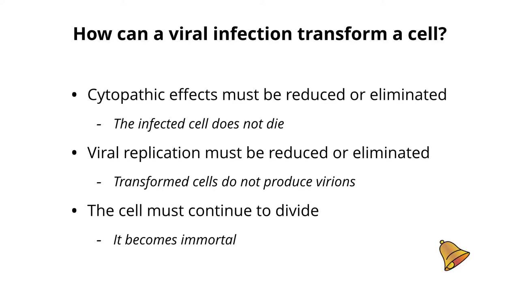Does this ring a bell? Does this sound familiar to you in any way? What kind of an infection does this sound like? It sounds like a persistent infection, exactly. The first two parts, no cytopathic effects, suppression of virus particle production. That's what we talked about last time. Transformation is a kind of persistent infection. These things are all similar. Of course, even in people infected with viruses persistently, the cells continue to divide as well. So the last point holds as well.